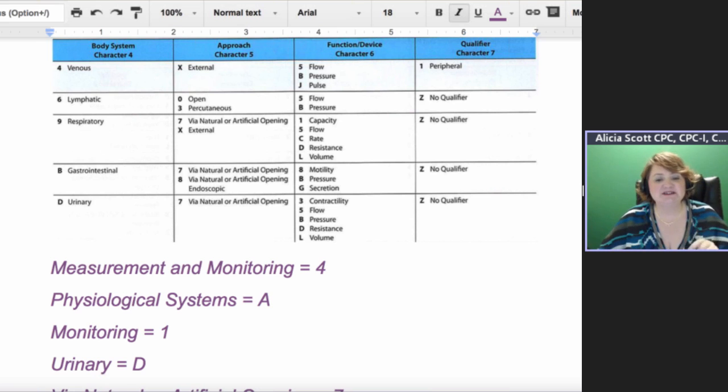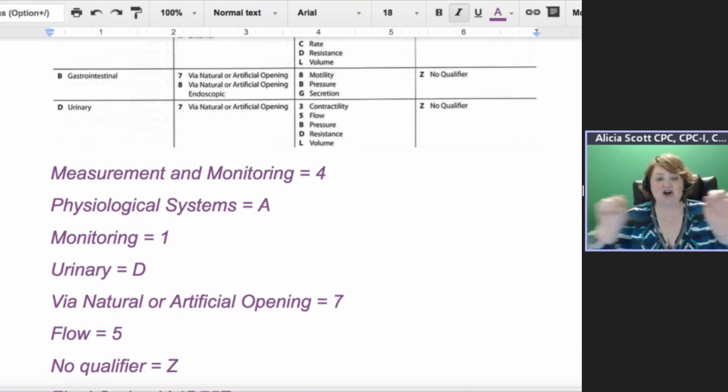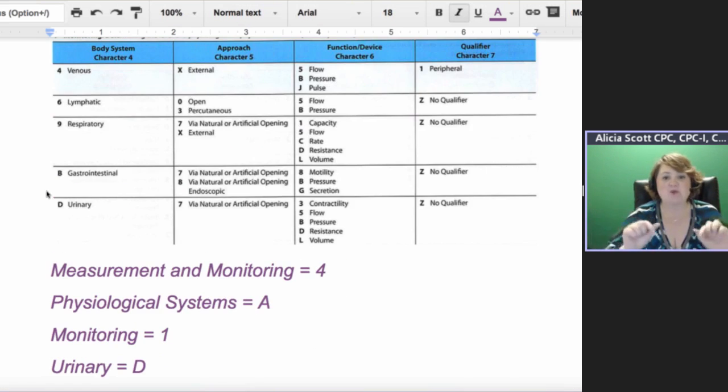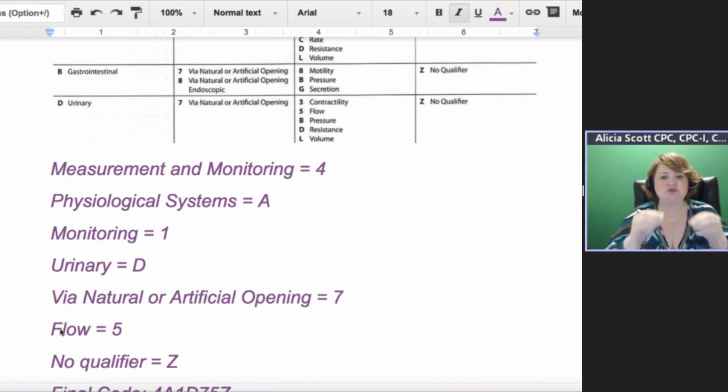Now, this is interesting. So we look at our choices and we go down to urinary because we're going across. Once we're in urinary, we have to stay on that level of the graph, and we're given a choice: 3, 5, B, D, and L. And we're doing, I think, flow, wasn't it? Or was it L? I can't remember. And so 5. So it's the flow. Urinary flow is what we're doing.